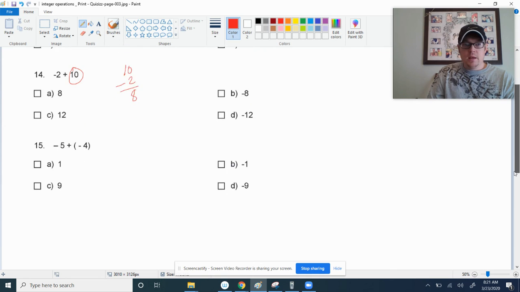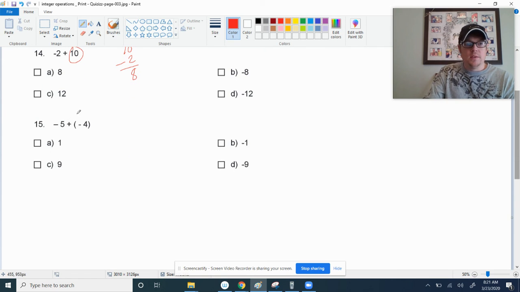And then the very last one, the signs are the same. So since the signs are the same, we're actually going to add their absolute values and take the sign of the one that's greater in absolute value. So this one will be negative 9.